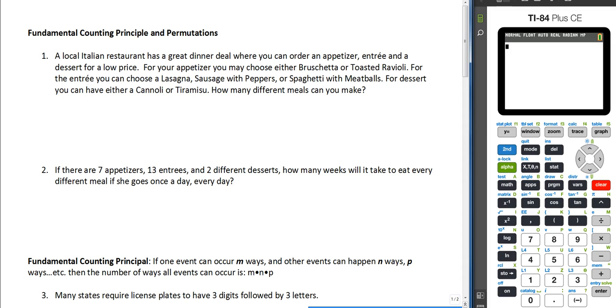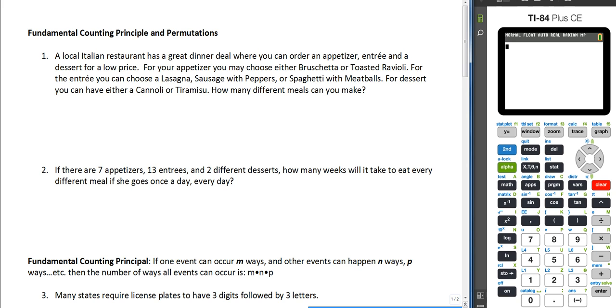Hey everybody, this is Mr. Longo, and we are going to talk about the fundamental counting principle and permutations. And really, what we're going to be doing is reordering or coming up with different possible orders for different situations. So we're going to start out by going to dinner.